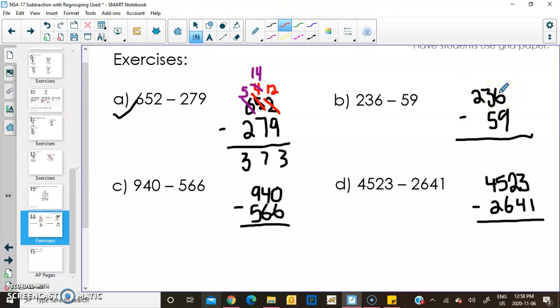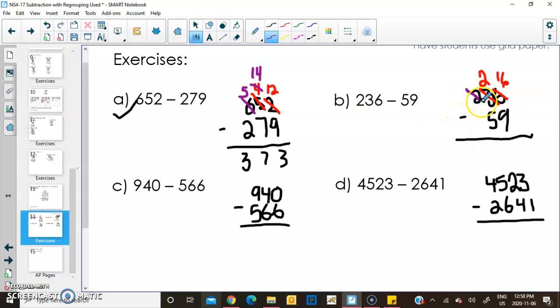Okay, let's do B together. If I have 6, can I give 9 away? No. So I need to regroup. So my 3 turns into a 2 because 3 minus 1 is 2. And I'm regrouping that 1 ten as 10 ones. So 10 plus 6 is 16. Okay, let's see if I'm done regrouping. If I have 16 ones, can I give 9 away? Yep. If I have 2 tens, can I give 5 away? No, we got to regroup again.